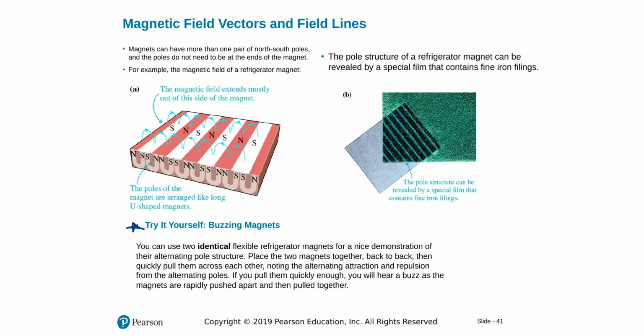The pole structure can be revealed by a special film that contains fine iron filings. If we have many magnets together, like this one here, we can see these structures using a special film, and the iron filings inside will align along the magnetic field lines and show us that feature.